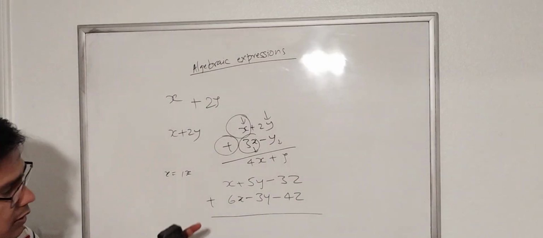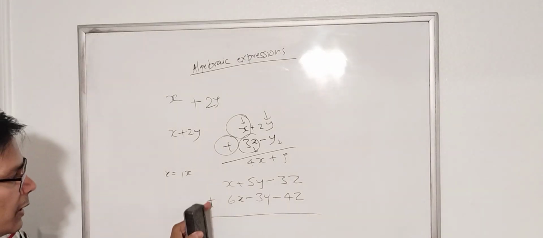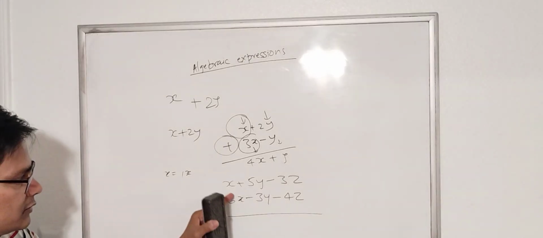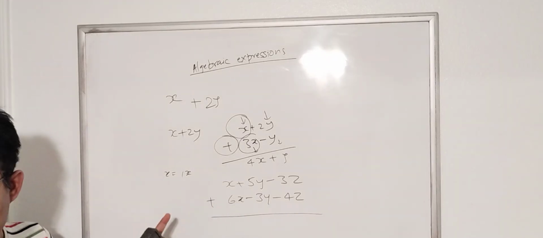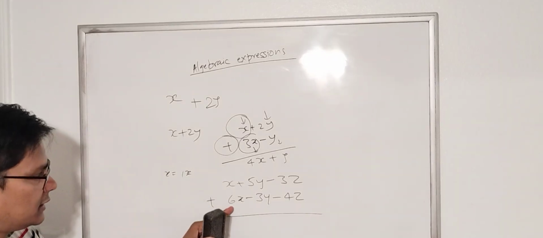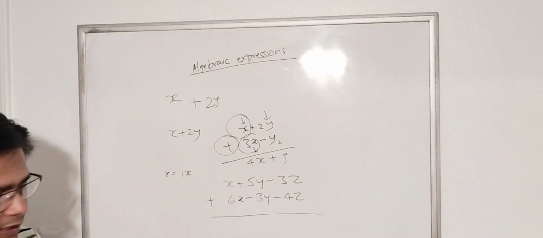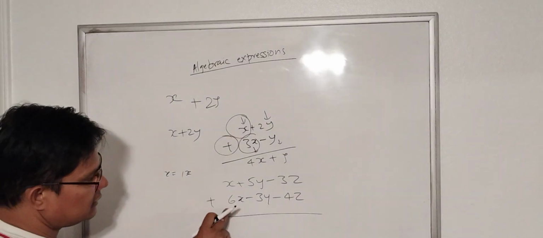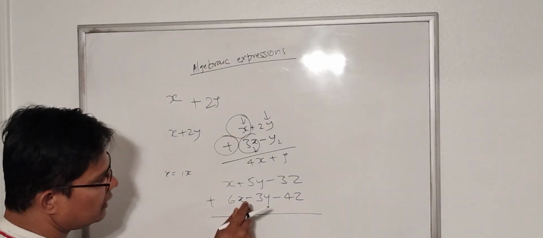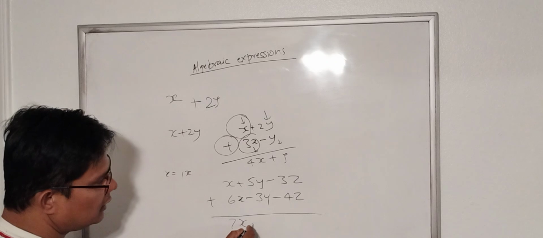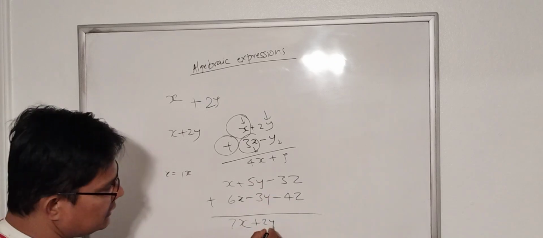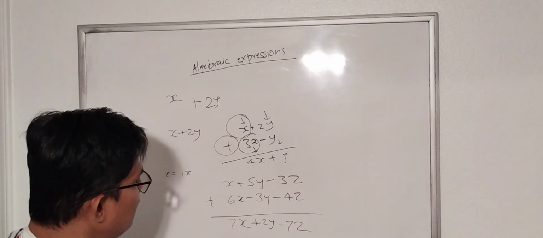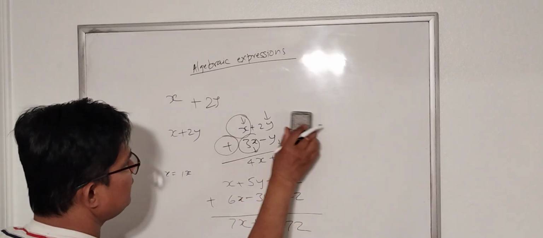Always remember, you have to apply the mathematical operation, but first we have to look at the terms which have the same variable. Here 6x, x, they have the same variable. So 1 plus 6 will be 7x. Here 5 minus 3 will be 2y, and minus 3 plus minus 4 is minus 7z. Okay. Now let's take another example.